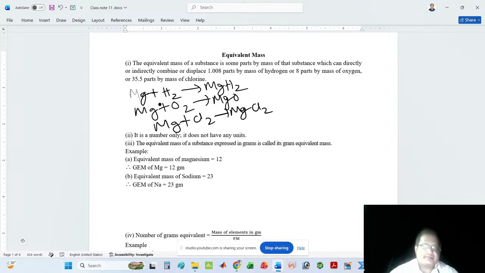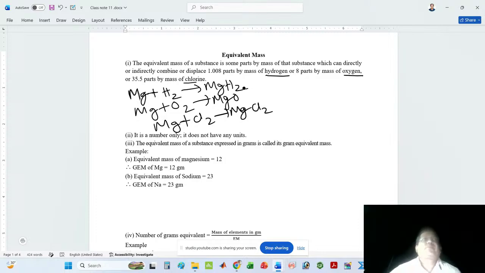The question is, suppose I want to find the equivalent mass of magnesium. Then how will I apply the concept? Equivalent mass can be determined by comparing with hydrogen, oxygen, and chlorine. Why are these three elements used for comparison for the calculation of equivalent mass of any substance?